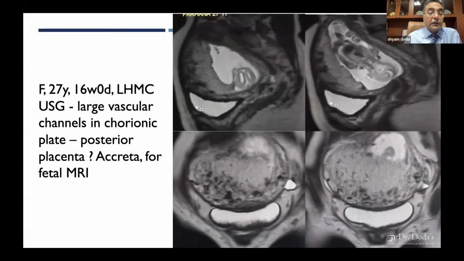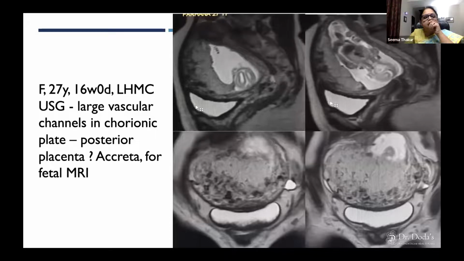And of course, we all know the ultrasound features, whether you do transvaginal ultrasound or transabdominal high resolution ultrasound, of placenta accreta: loss of the chorionic plate, or you see vessels crossing into the myometrium, and bands through the placenta.